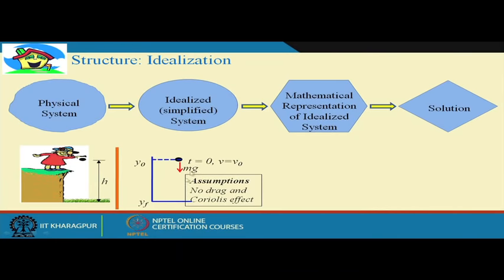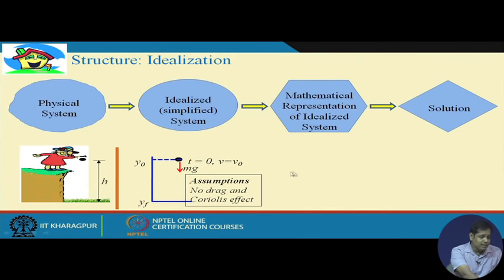When you simplify a system, when you are working with a model, you must understand the assumptions behind that model. Understanding those assumptions will help you know the limitations of the model, because wherever the assumptions are not valid, the model cannot be applied. So in this case, this is the limitation. If for a problem the drag force and Coriolis effect are important, then you cannot really use this. You need to consider them in your model.